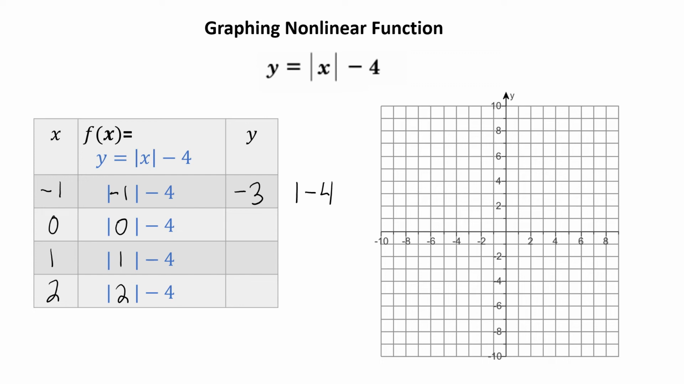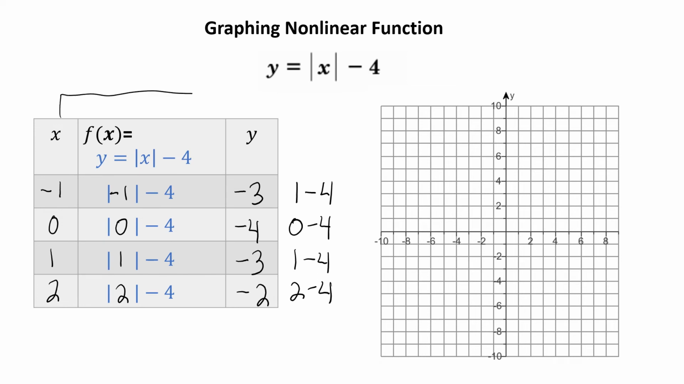Let's do the 0. Absolute value of 0 is 0 minus 4, which is going to be negative 4. And then the absolute value of 1 is 1 minus 4. You're probably seeing a pattern here. I hope you are. The absolute value of 2 is 2 minus 4, which is negative 2.